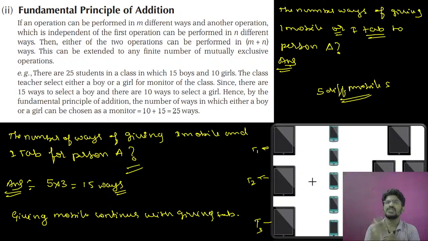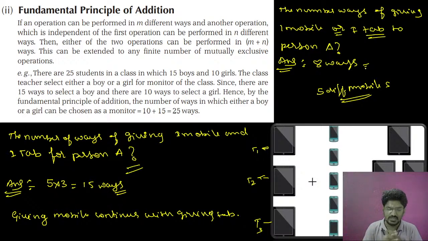So the number of ways of giving one mobile or one tab. See here, my work will be complete if I give one mobile, or if I give one tab. So that means here you have 8 ways. Are you getting my point?